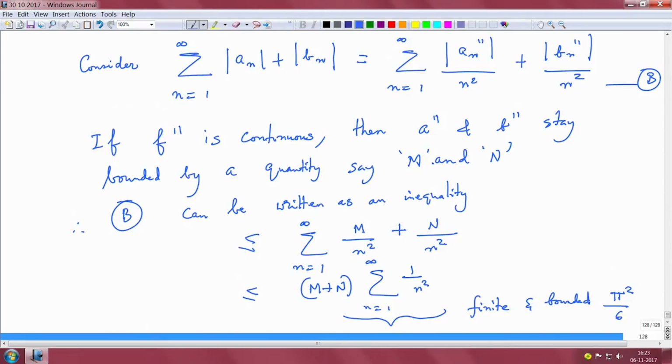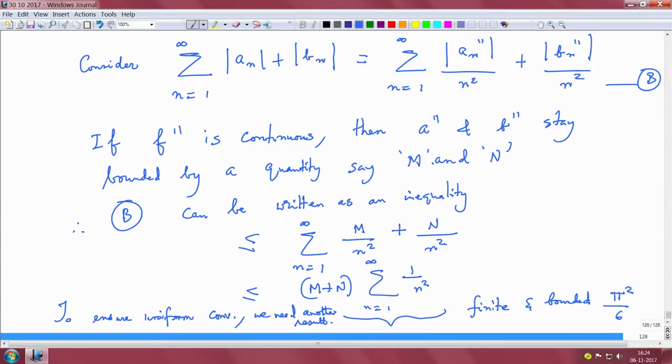So, is this clear? Now, to ensure uniform convergence, we need another result, and we will prove that in a lemma.